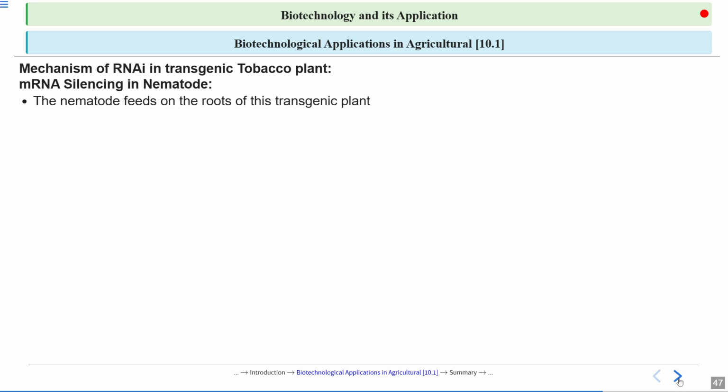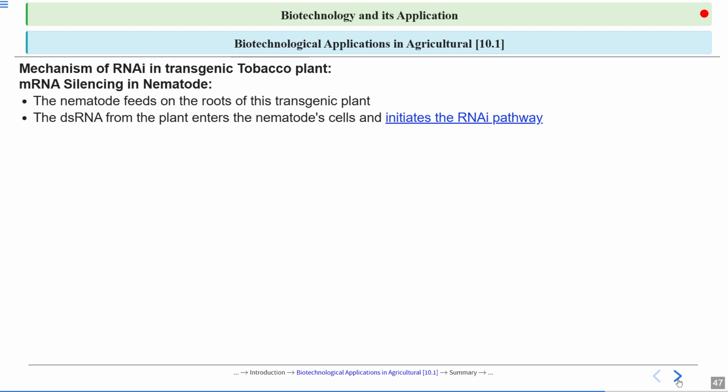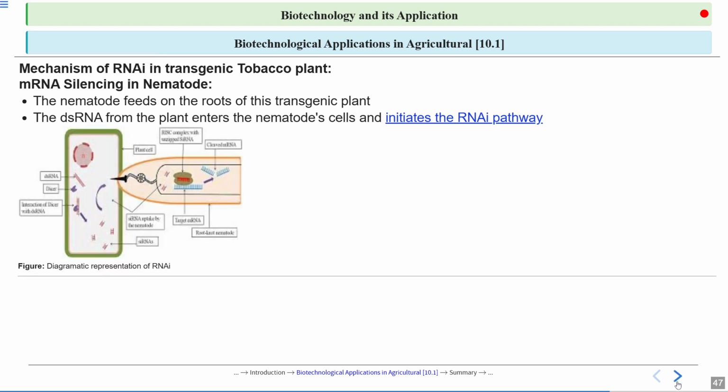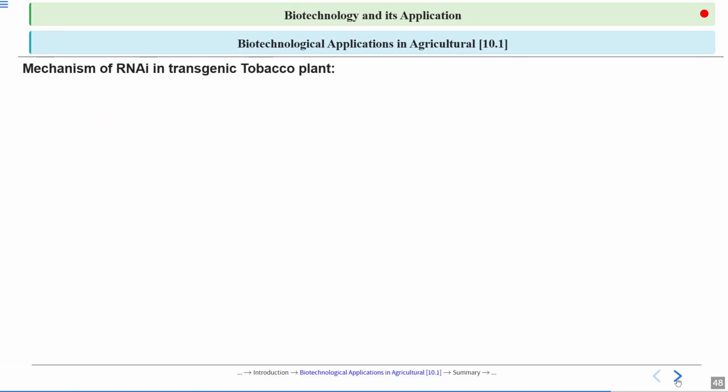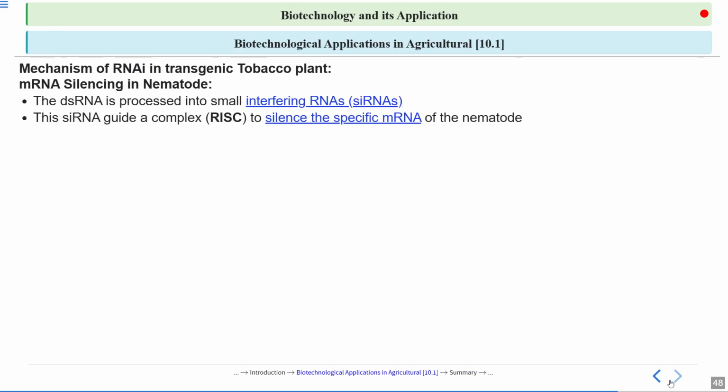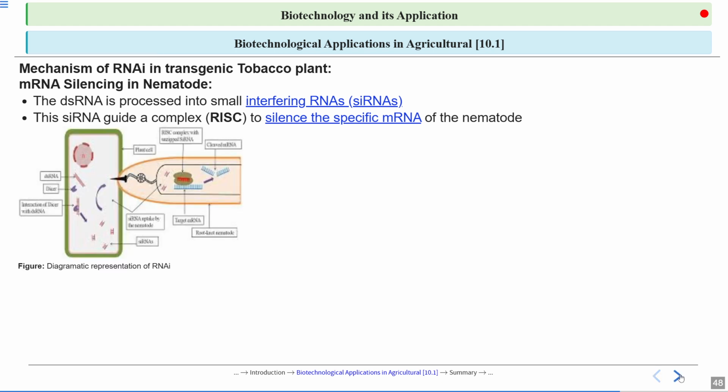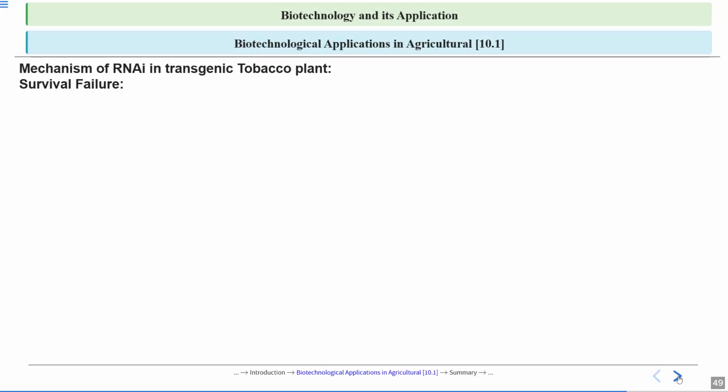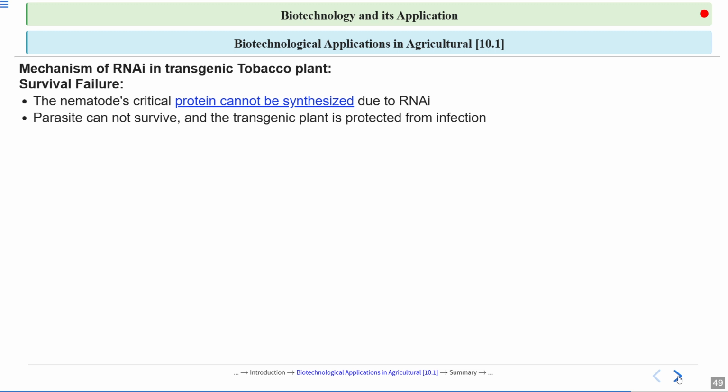Now, how does this mRNA silencing in the nematode happen? The nematode feeds on the root of this transgenic plant. The double-stranded RNA from the plant enters the nematode cells and initiates the RNAi pathway. This double-stranded RNA is processed into small interfering RNAs, that is siRNAs. This siRNA guides a complex, which is called RISC, to silence the specific mRNA of the nematode. The nematode's critical protein cannot be synthesized due to the RNAi, the parasite cannot survive, and the transgenic plant is now protected from the infection.